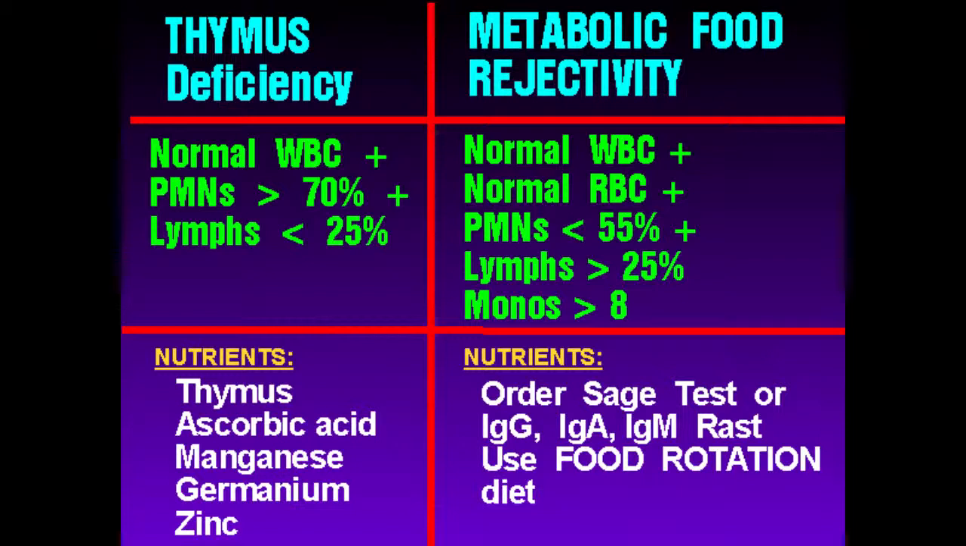Whereas when the body is reacting to or rejecting some foods, look for a normal white count, a normal red count, a segmented neutrophil population less than 55%, lymphocytes that are usually elevated above 25%, and a monocyte colony greater than 8%. The appropriate nutrients are listed at the bottom of this slide.